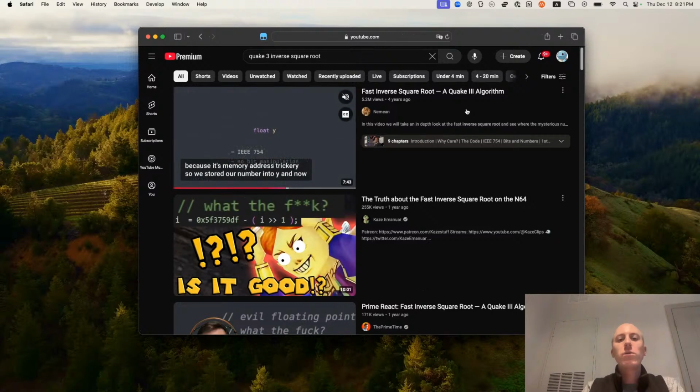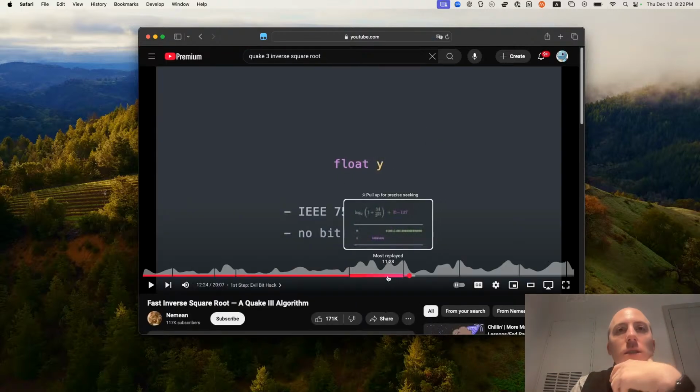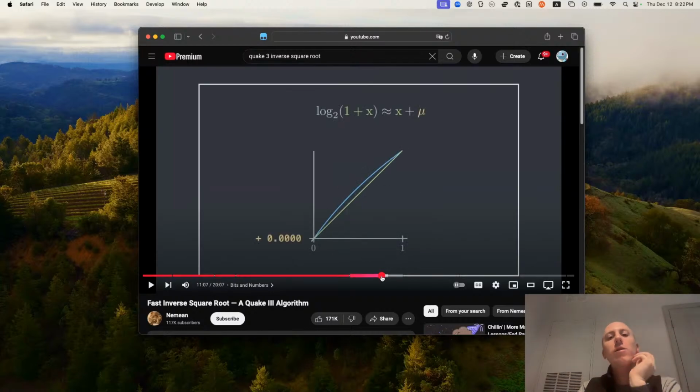The fast inverse square root Quake 3 algorithm. So there was this thing in the last video that I wanted to do a little bit of a diversion into and see if it goes anywhere.